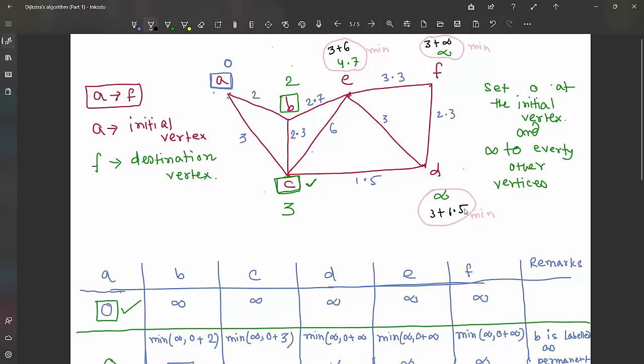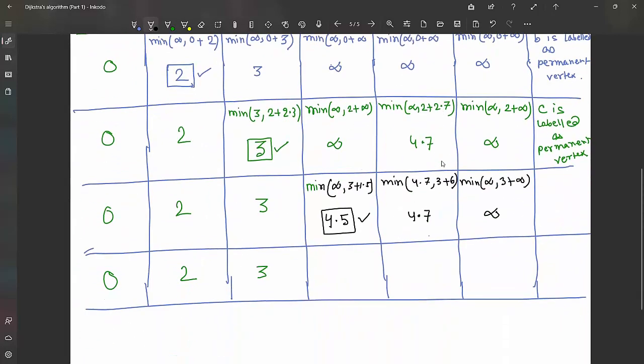So now we are at D, so we are updating these values. This minimum value is 4.5. This minimum value is 4.7. Here the minimum value is now again infinity. Okay. So after that, this D is said to be the permanent vertex. So D is over. So D is the next permanent vertex.